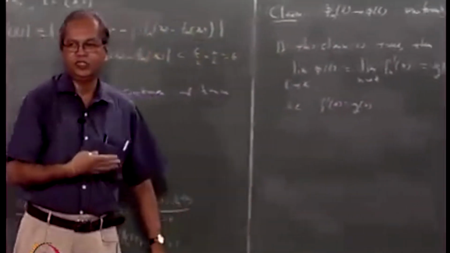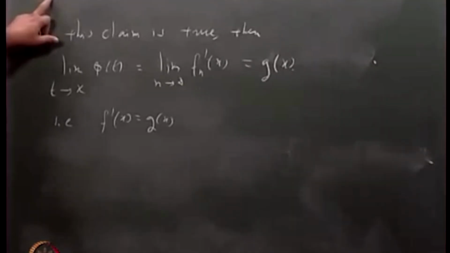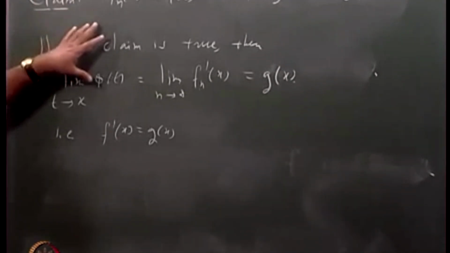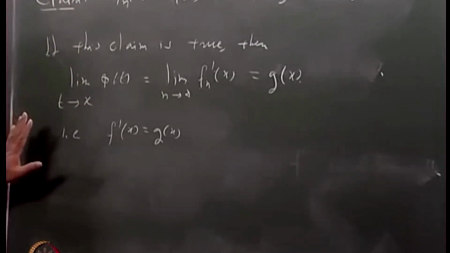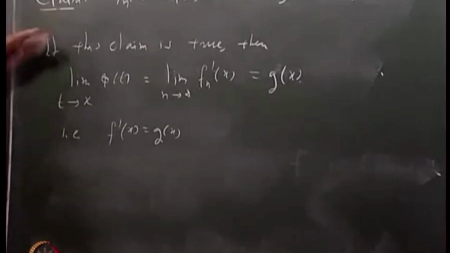Okay. So what remains now? What remains is to prove this claim. We assume that if this claim is proved, then whatever we wanted would be proved. Once the claim is proved, the proof of the theorem is over.